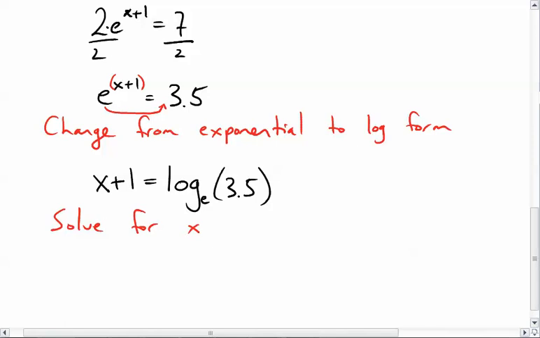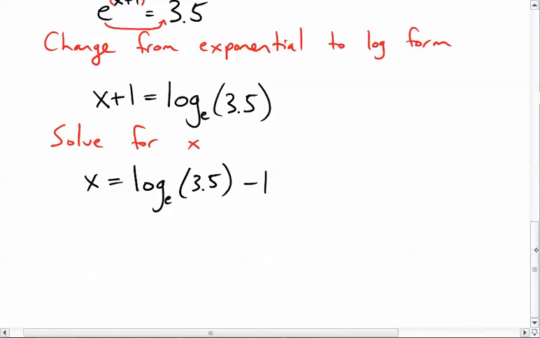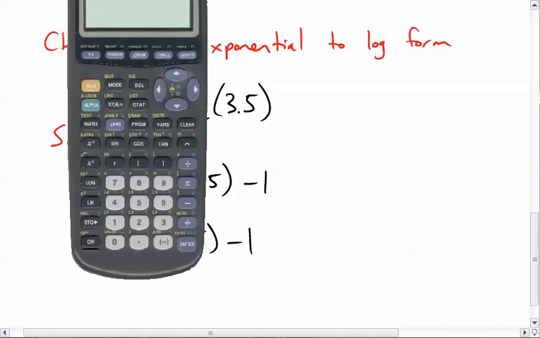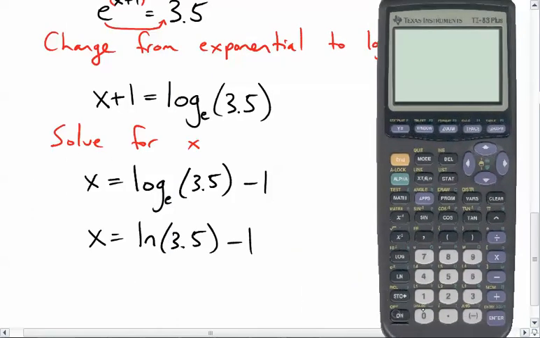By putting 1 on the other side, I get x is log base e of 3.5 minus 1. That's the same thing as the natural logarithm of 3.5 minus 1, since log base e is the same as natural logarithm. If I want to put that into the calculator, I would just go natural logarithm of 3.5 and then subtract 1. That would give me an approximate value for x. It's about 0.25.